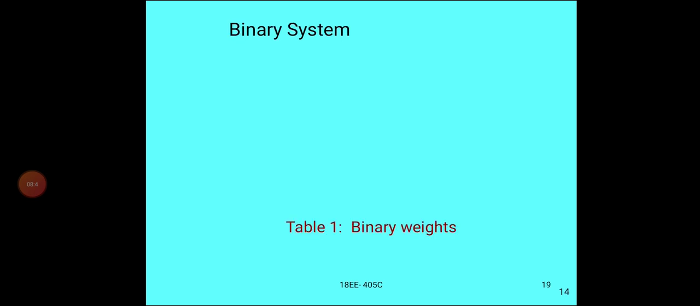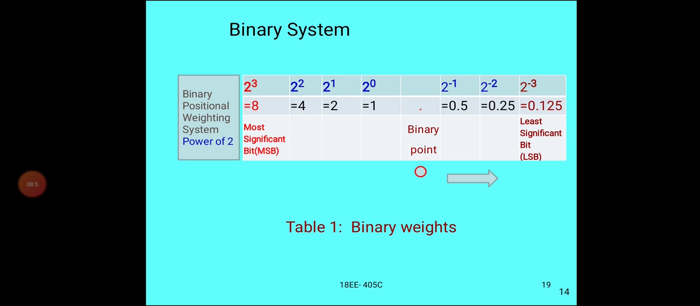Binary system, the binary weights, positional weighting system, powers of 2. It is written from the binary point to the left side as 2 to the power 0, 2 to the power 1, 2 to the power 2, 2 to the power 3. On the right side, 2 to the power minus 1, 2 to the power minus 2, 2 to the power minus 3. Their values: 2 to the power of 0 is 1, 2 to the power of 1 is 2, 2 to the power of 2 is 4, 2 to the power of 3 is 8.